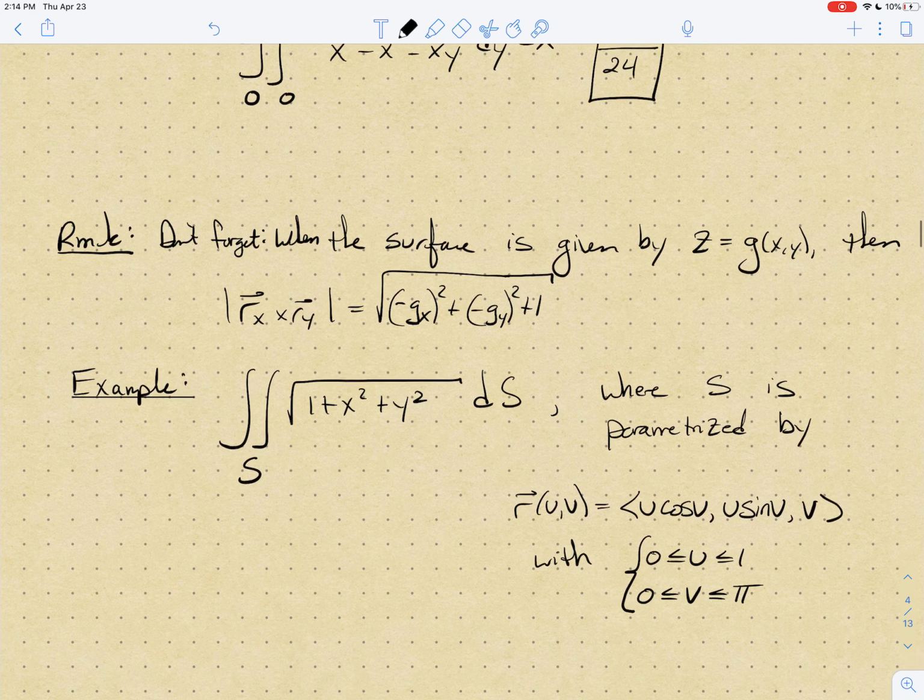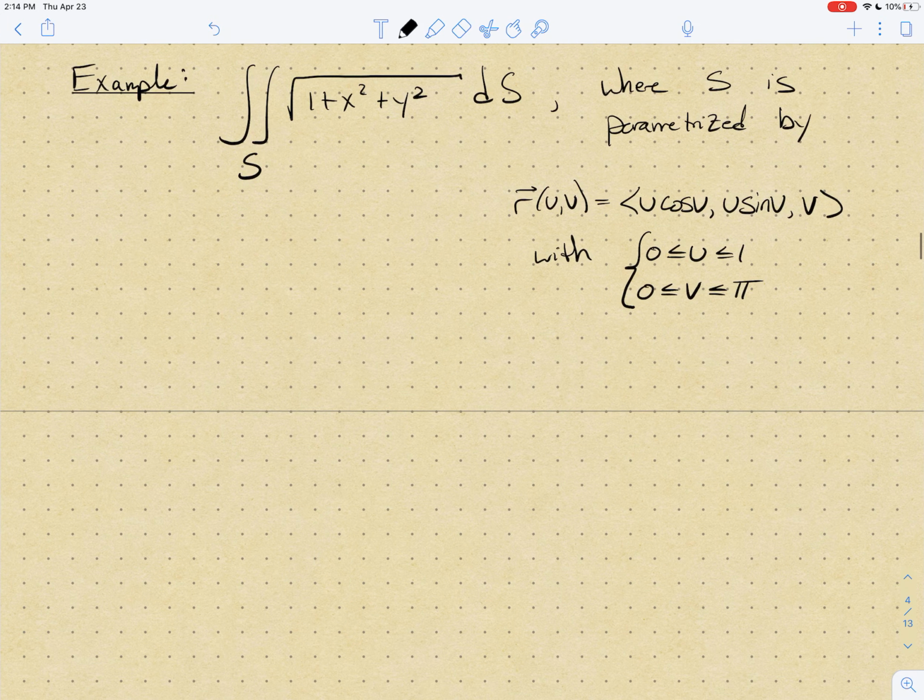I hesitate to make this video too long, but I think let's go ahead and do one more example just so that we don't have too many videos. So this time we're going to work out a problem where our surface is not, I can't define it as z equals some function of x and y. Here I'm given a parameterization. And so I'm going to have to work it out directly. That's no problem. I know what to do.